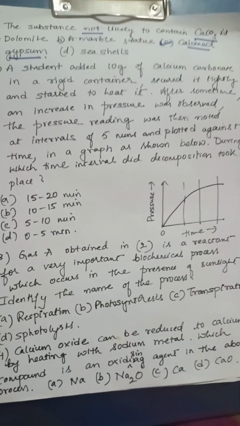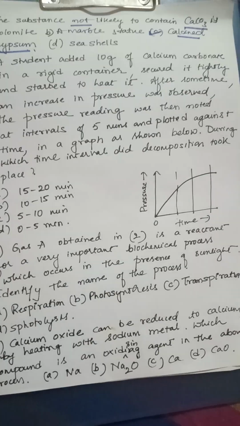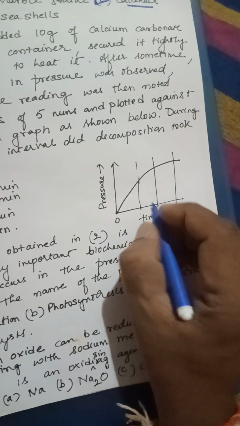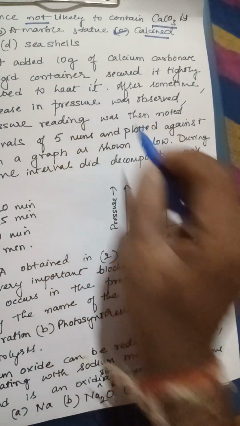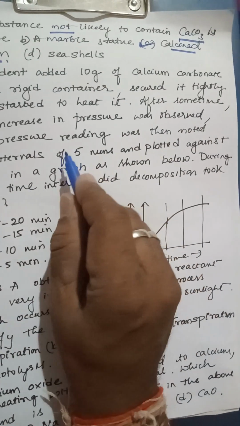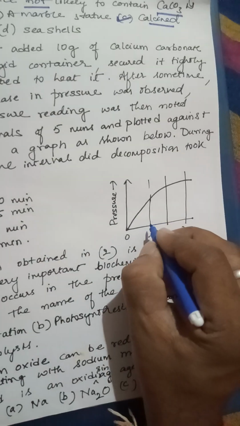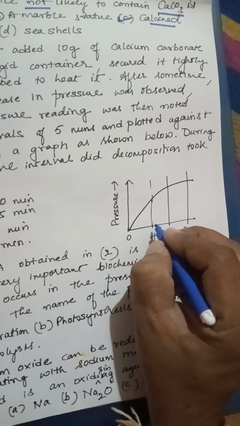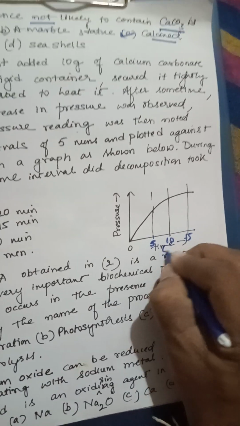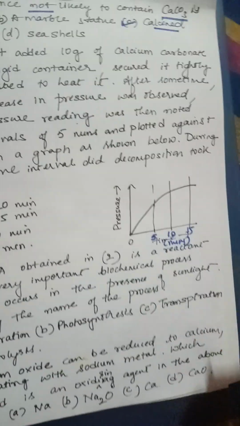This graph is plotted by taking the readings after every 5 minutes. The intervals are not mentioned in the graph, but it is very clear from the question that after every 5 minutes the reading of pressure is taken. So it is like 5, 10, 15. Here the time is given in minutes.